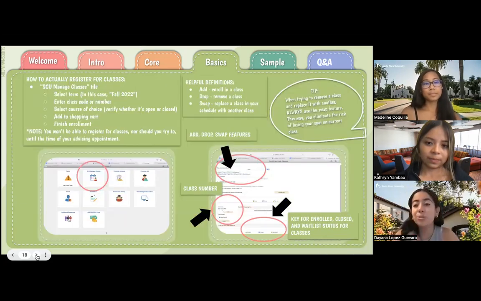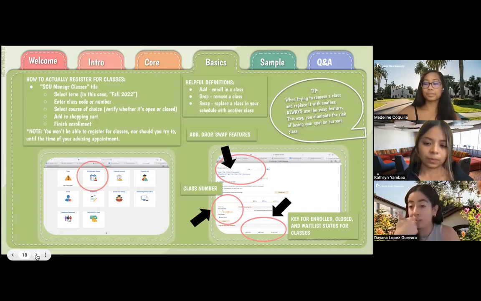Okay, now how to actually register for classes. So for this step, you will want to click the SCU Manage Classes tile, which is right above the academics tile, which we were talking about earlier. Once you click on that, it will have you select a term again, which in this case would be fall 2022. After you've selected that term, it's going to ask that you enter a class code or number, which were the ones that Maddie was talking about earlier. So after you enter that, you want to select the course of your choice.